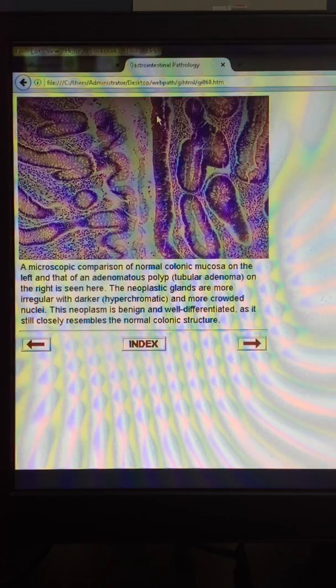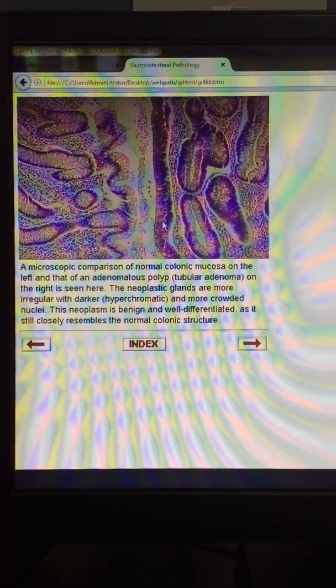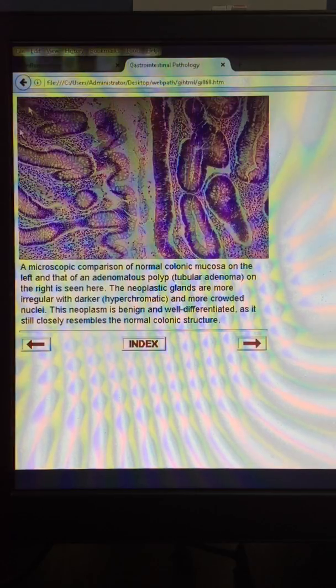On the surface epithelium, the nuclei are much more stratified and reach up to the luminal surface. Also, the number of goblet cells is reduced and almost absent on the surface epithelium. So, this side represents the normal colonic mucosa, and the opposite side represents adenomatous polyp. Okay? Any questions so far?